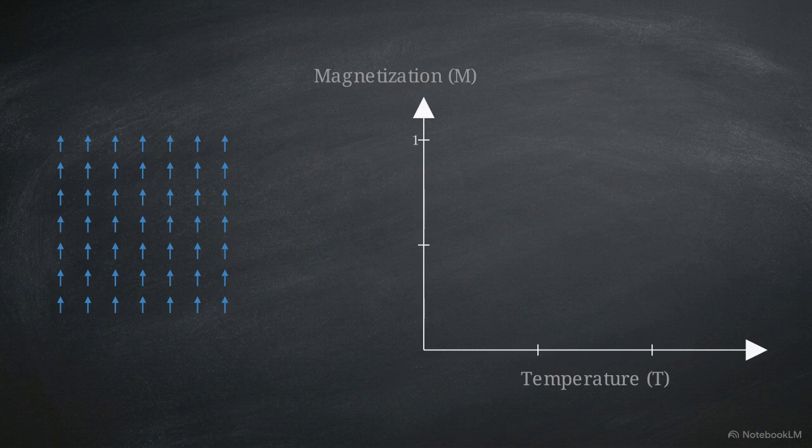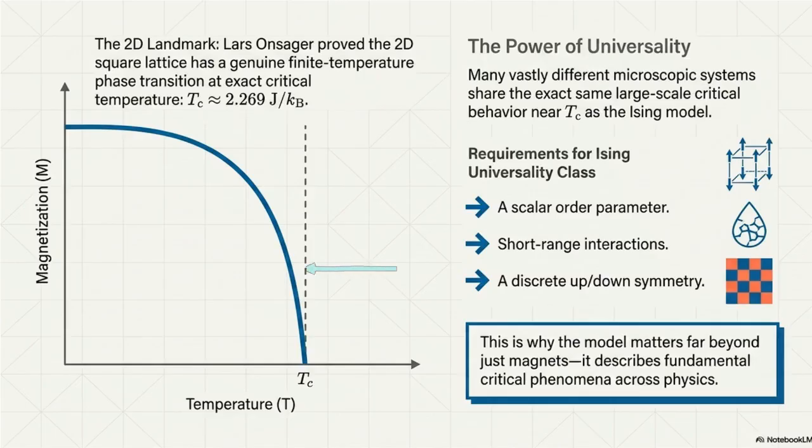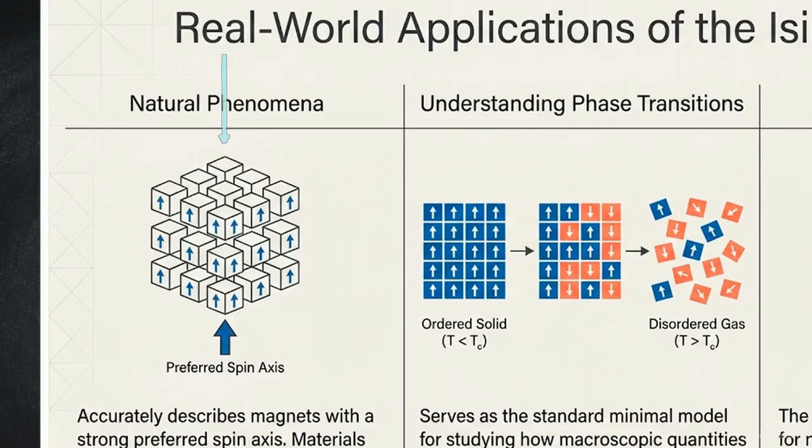This graph charts Onsager's exact mathematical solution. It proves that long-range collective order survives the thermal noise, right up until the system hits a highly specific, fatal temperature. Notice the sudden, dramatic plummet of magnetization exactly at the critical temperature, equating to approximately 2.269 joules over the Boltzmann constant. This mathematical exercise is vital to modern science because of universality.